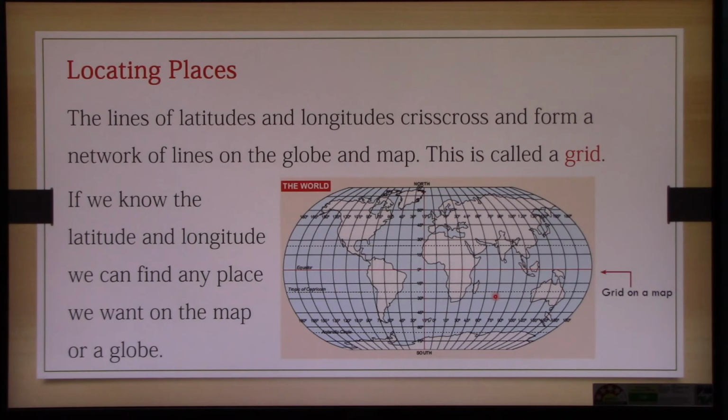Now, how can we locate a place? How does the prime meridian help us in locating a place? Is it only the prime meridian or also the longitude? How does it happen? The lines of latitudes and longitudes crisscross and form a network of lines on the globe and map, like you can see here. See, so many crisscross. Running from north to south are the longitudes and running from east to west are the latitudes, and they all crisscross each other at some point or other. Look at all these small points that you can see in the picture, and these particular intersections, what are they called? They are the grids.